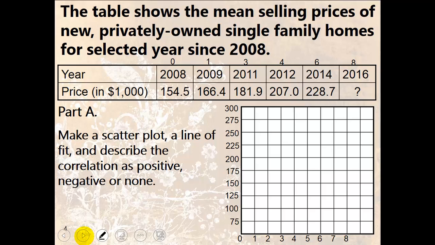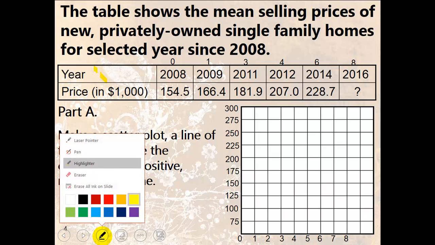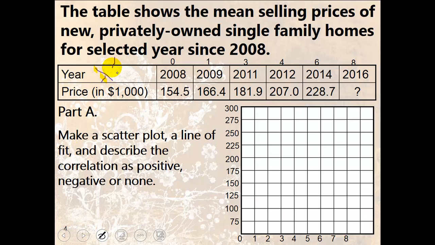Okay, and this table shows the mean selling price of new privately owned single-family homes for selected years since 2008. So time is generally your independent variable or your x's. These are your x's. Your price is going to be your dependent variable. These are your y's.